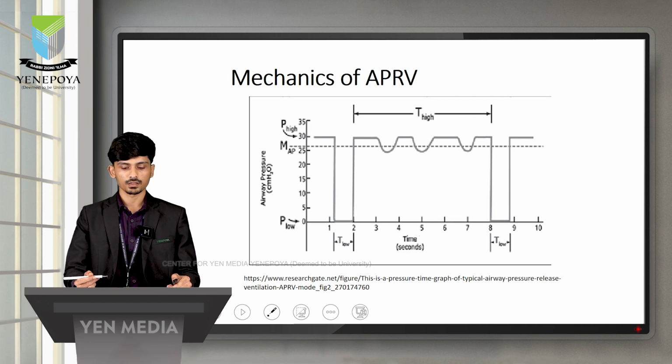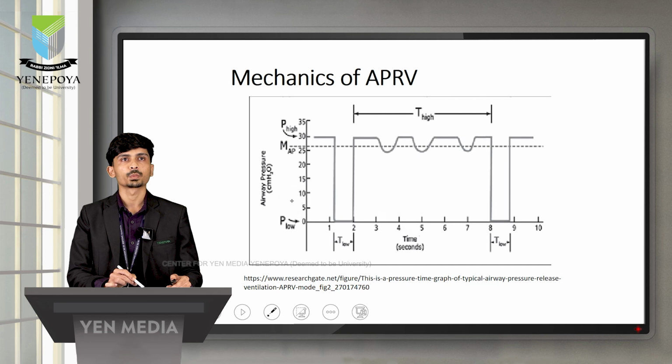So in this graph, we are going to learn about how exactly this mode works. If you see this graph, this is a pressure time graph. On the y-axis, the pressure is shown in centimeters of water, and on the x-axis the time is shown in seconds.